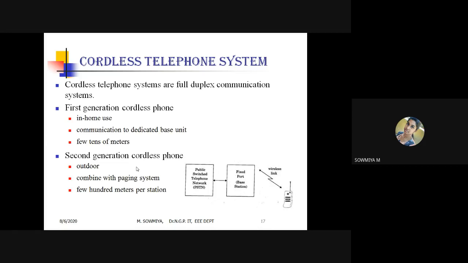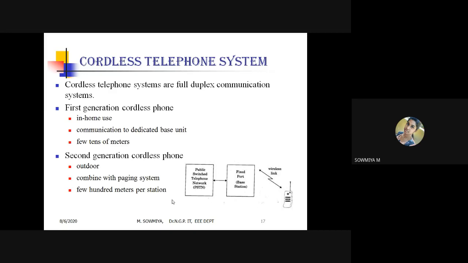In cordless telephone systems, we have two main generations: first generation cordless telephones and second generation cordless telephones. The first generation cordless telephone is accessible only at home. We can communicate only with a dedicated base unit, over a few tens of meters. As we said, it can be used only at home.